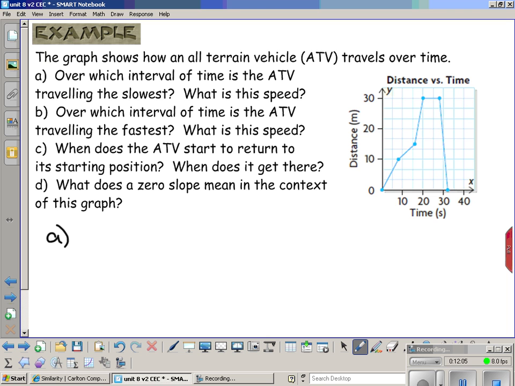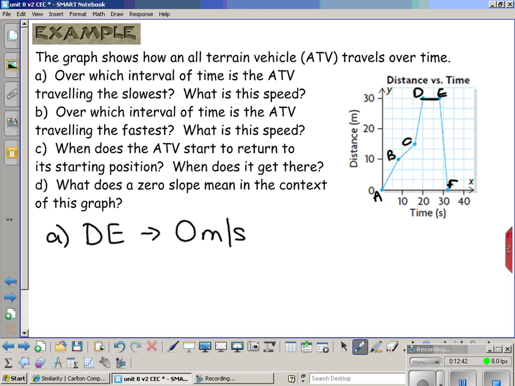But if you ever have a flat spot, it means he's not going anywhere. He's sitting at the same spot. He's 30 meters from his start point, but yet the time is still going. So his speed here is 0 because he is stopped. So if we label these, from D to E, he is going the slowest, and it is a speed of 0. I guess this is in meters per second.